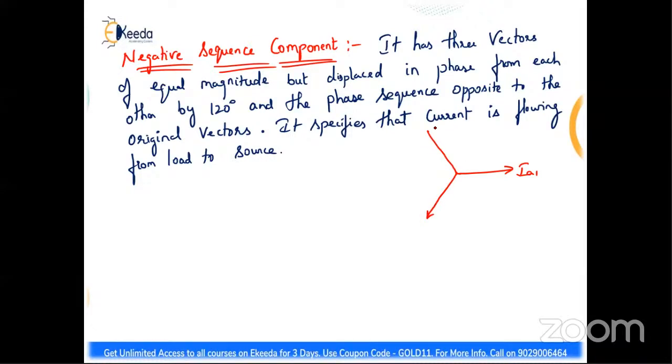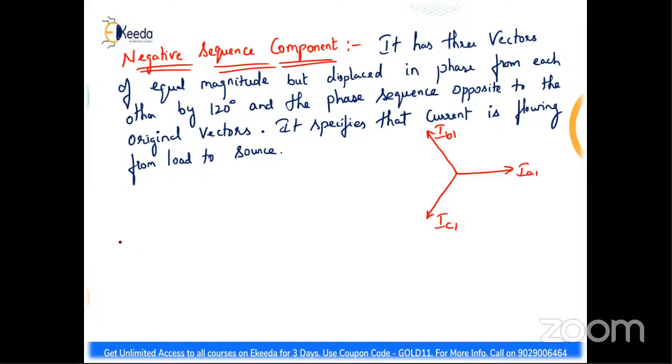Actually, this should be opposite, right? So IA1, IB1 and IC1. Instead of IB1, it will be IC1 here and this is IB1. That is the phase sequence opposite to the original vectors. They will be displaced by 120 degrees and have equal magnitude, but the phase sequence is opposite to the original vectors. So it specifies that the current is flowing from load to source. Okay, so this is the negative sequence component.